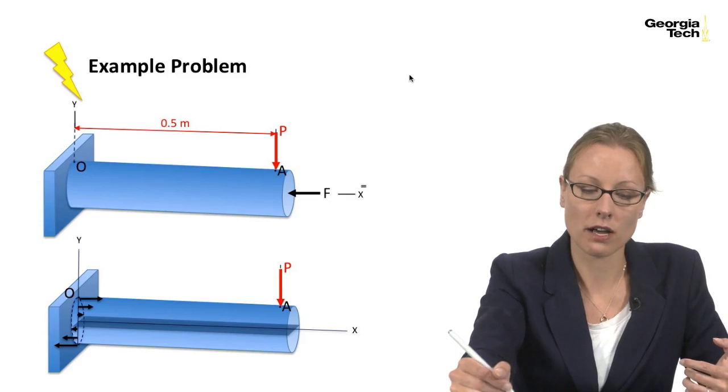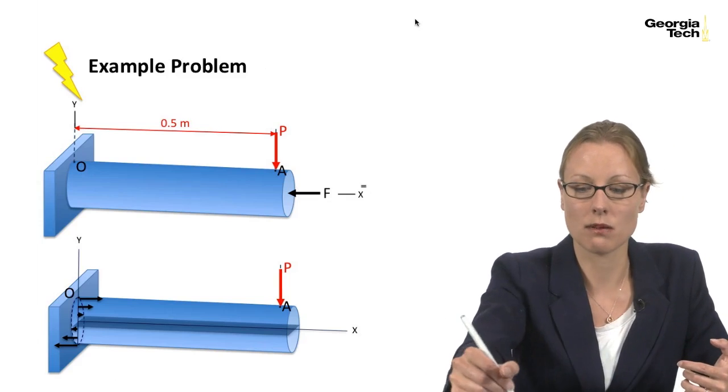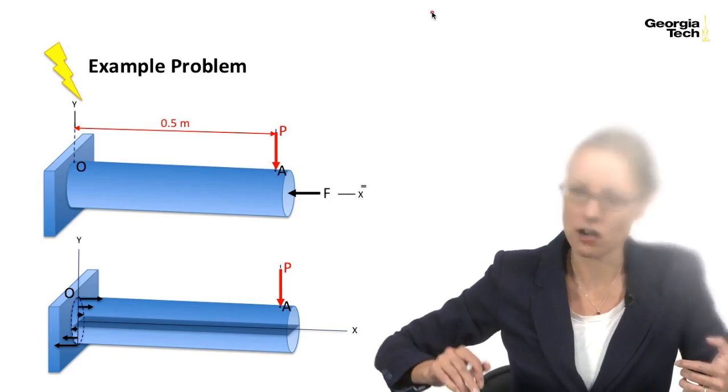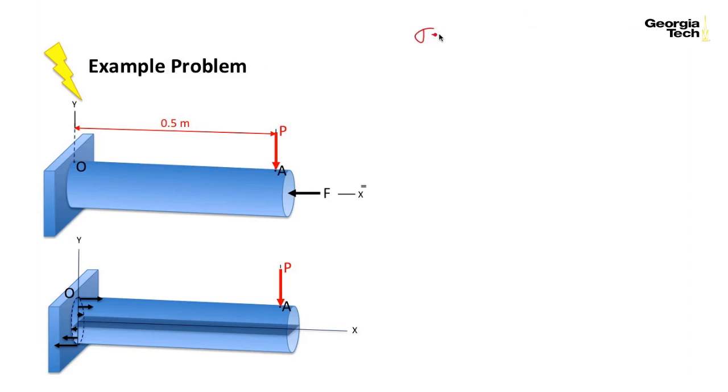So let's start out by figuring out what the moment is at point O. So our stress is equal to Mc over I. We're trying to find M, and we know it's caused by point P. So I'm going to draw a free body diagram, and what I see here is that I have point P pushing down, which is 500 newtons.